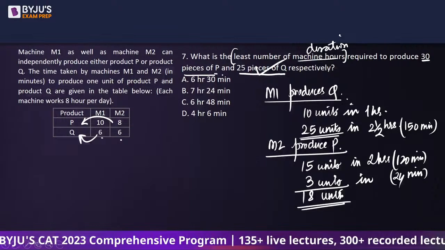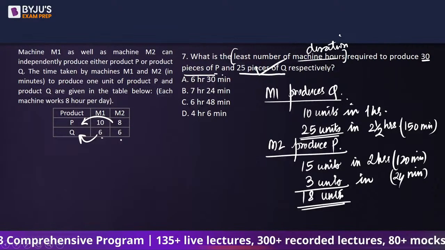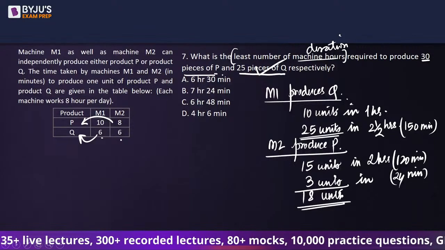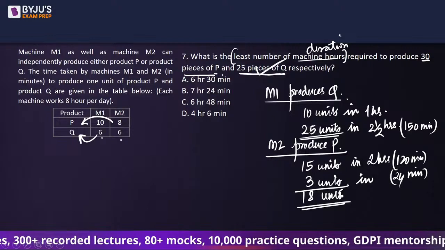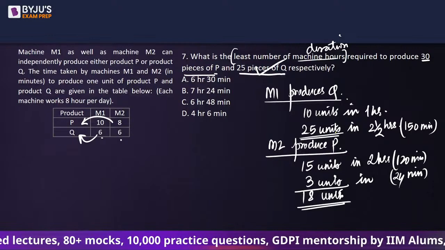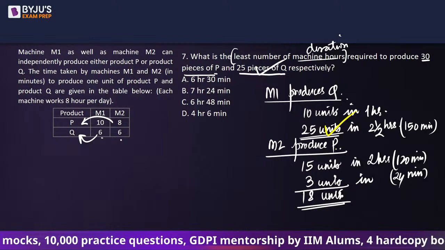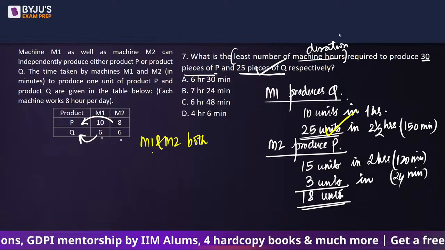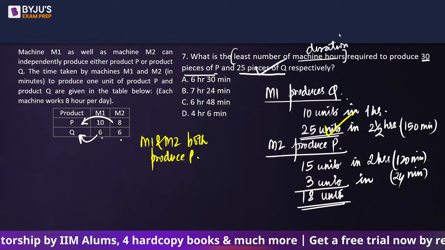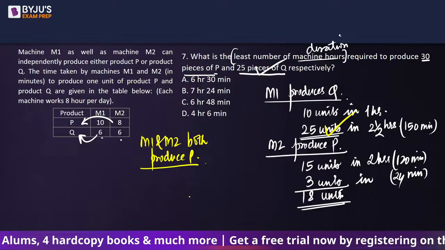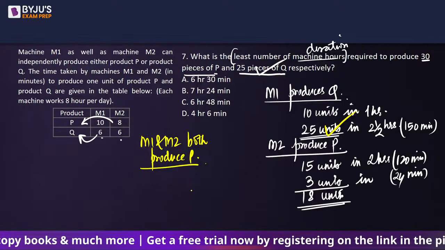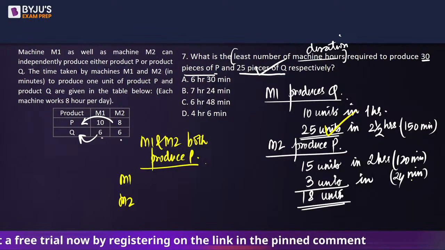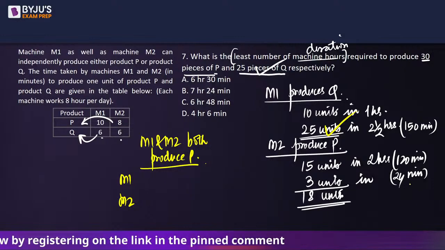Now what will happen is, M1 and M2 both will start producing P, because we are done with Q. Q is complete. P is still left. Now M1 and M2 both produce P. Now 12 units need to be produced. If I look at M2, 6 minutes are left, right?